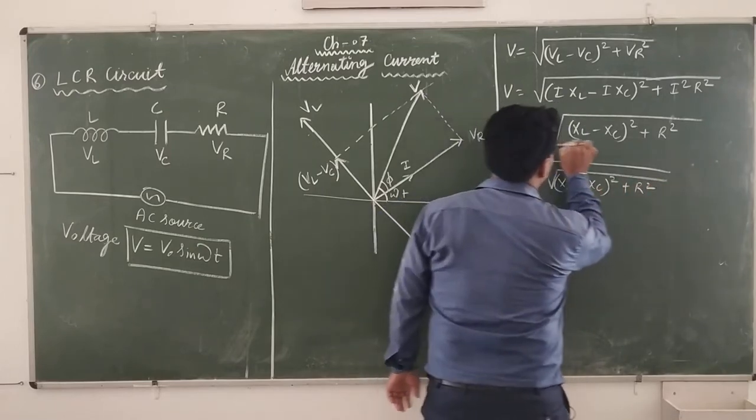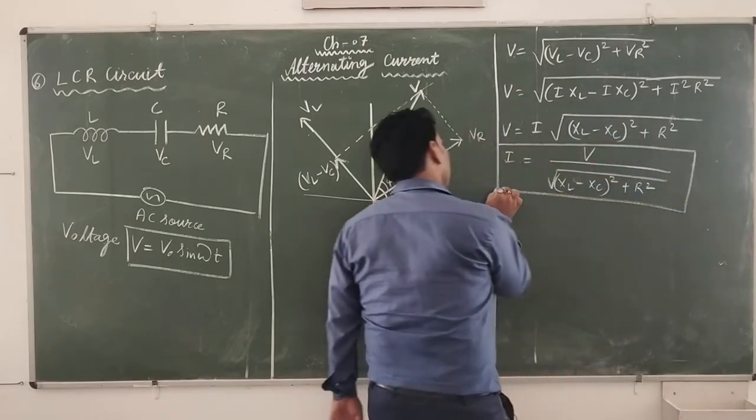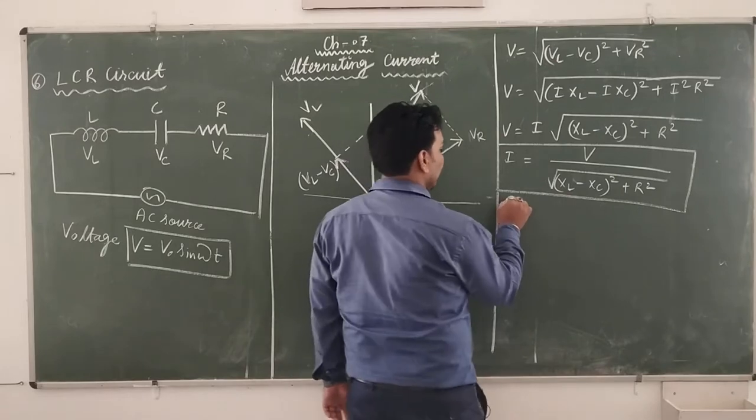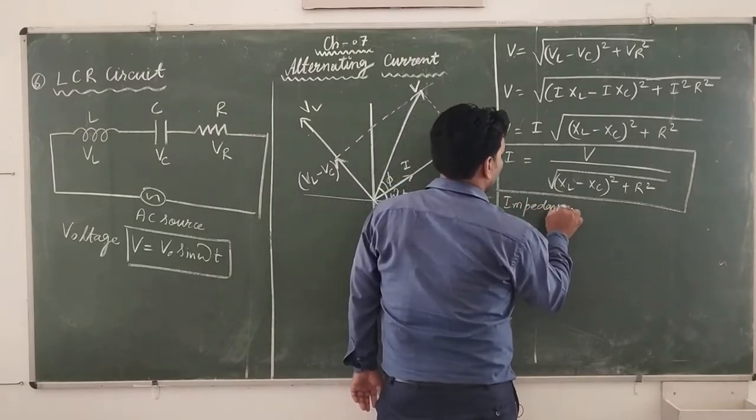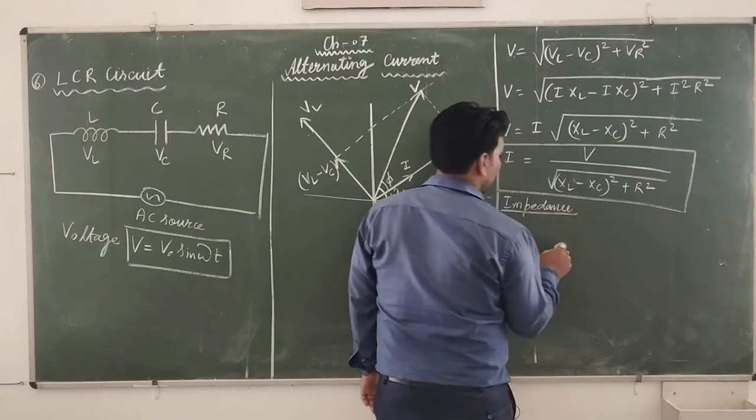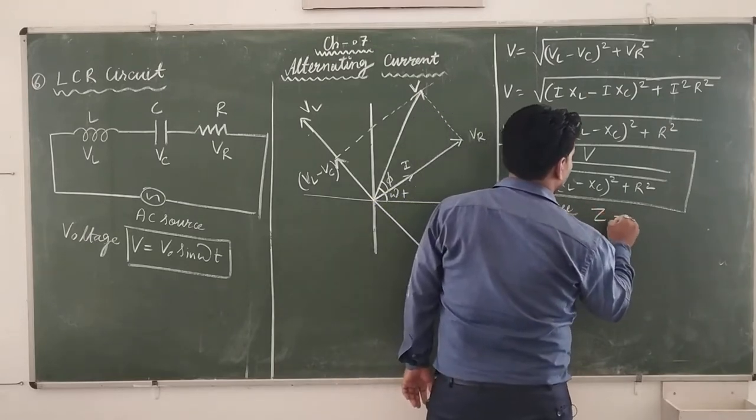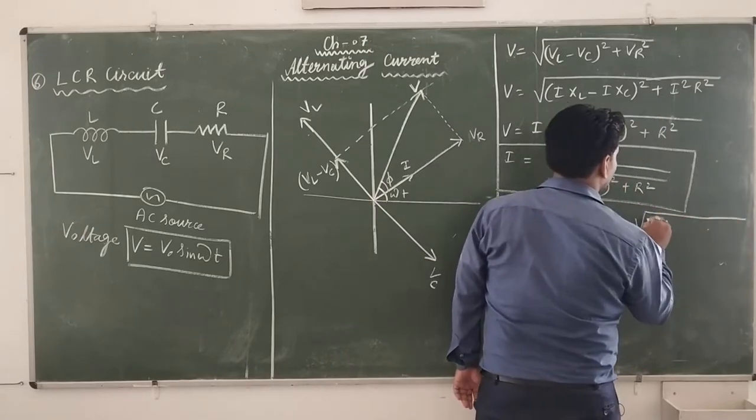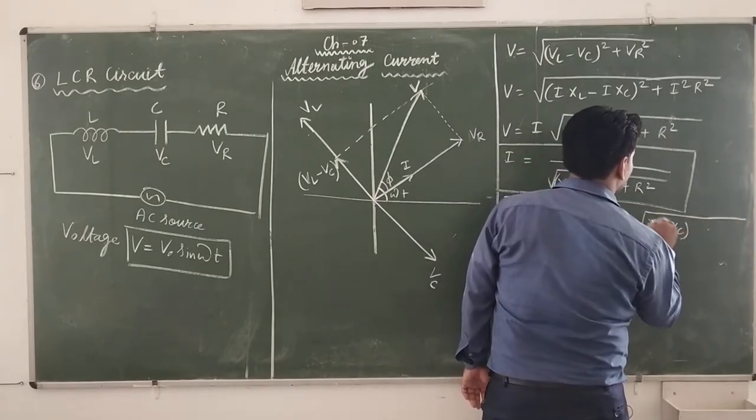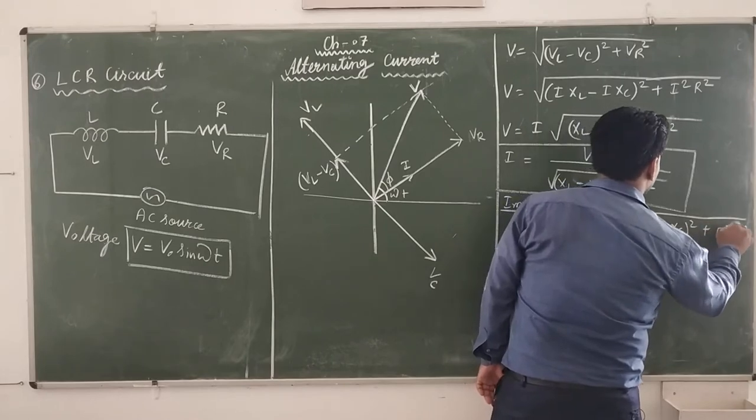So this is the value of I. If this is the value of I, then what is the impedance? Impedance of the circuit, which is given by Z, is equal to whatever we represent by the denominator. It is what? Under root XL minus XC whole square plus R square.